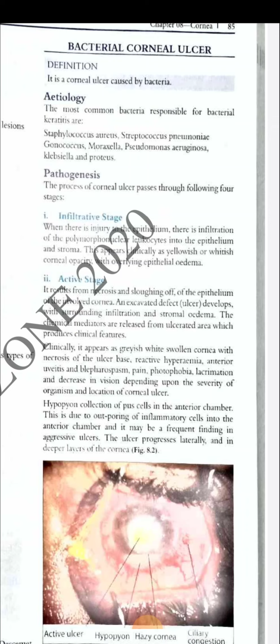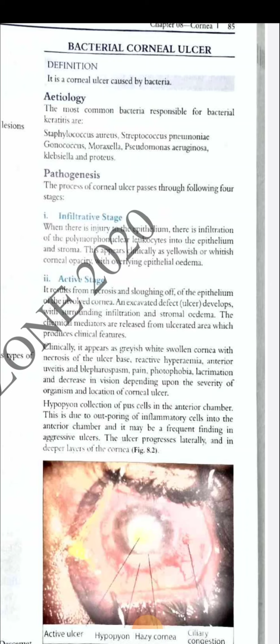Now let us know about the causes of bacterial corneal ulcer. As its name indicates, it is caused by bacteria, but which bacteria are involved here? As written on the screen, these are S. aureus, Streptococcus pneumoniae, Gonococcus, Moraxella, Pseudomonas aeruginosa, Klebsiella, and Proteus. Whenever S. aureus and Streptococcus are involved, white colored opacity is seen. But whenever Pseudomonas aeruginosa is involved, green colored opacity can be seen in the cornea.